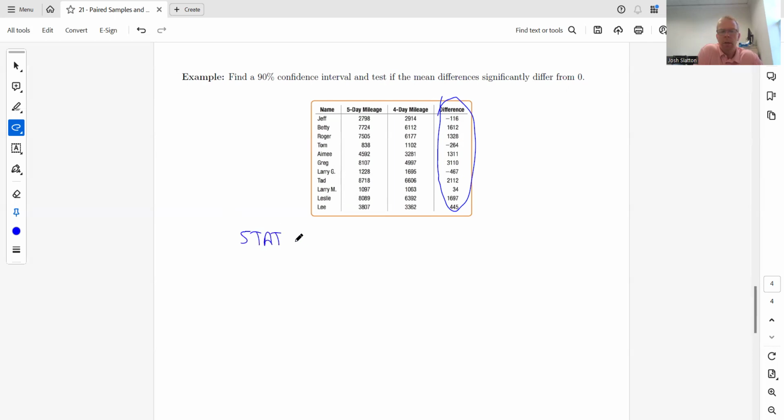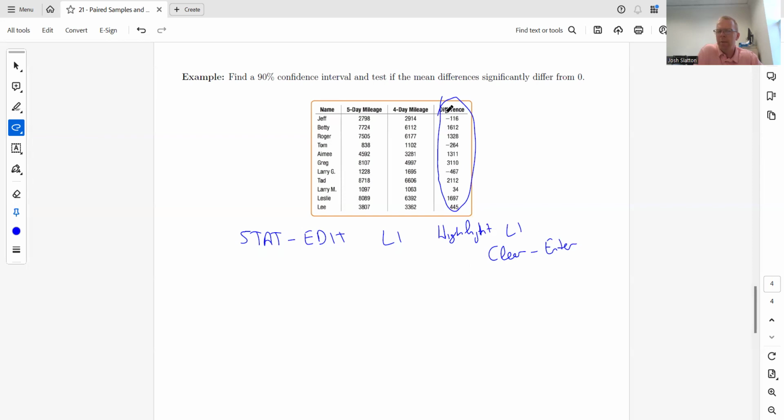So we're going to go to stat. We're going to go to edit, and we're going to put the data in L1. And we're going to put this data in. If you need to clear the old data, move the cursor, highlight L1, hit clear, and then enter. And that will clear out the old data. You can type in this new data.